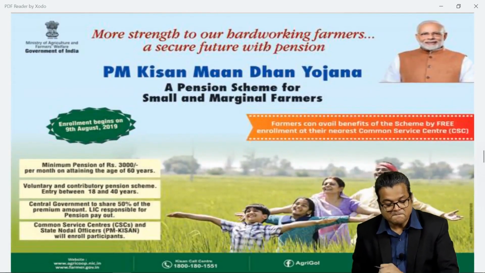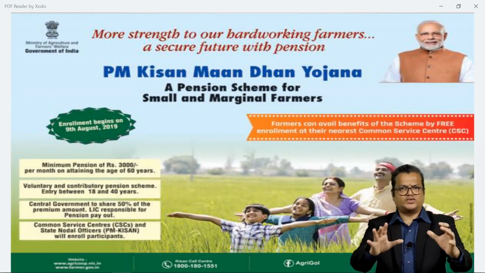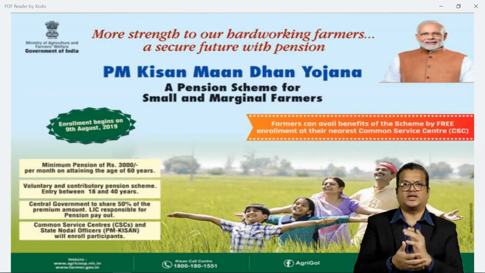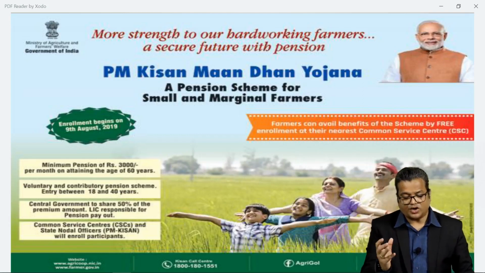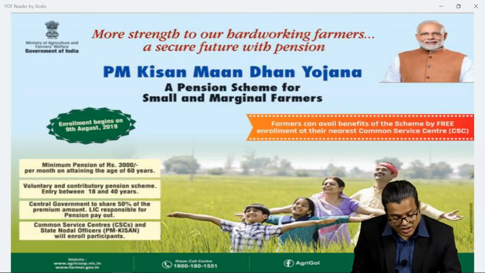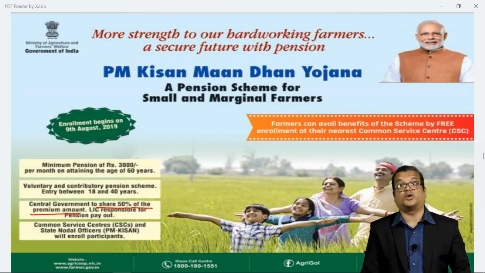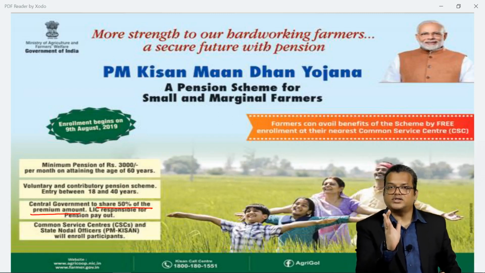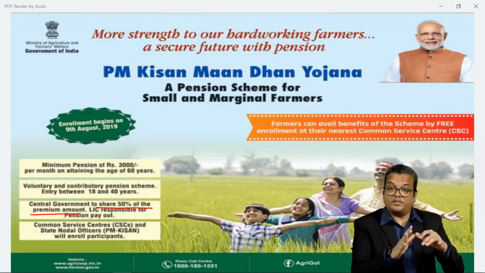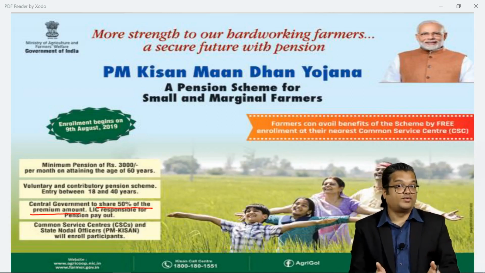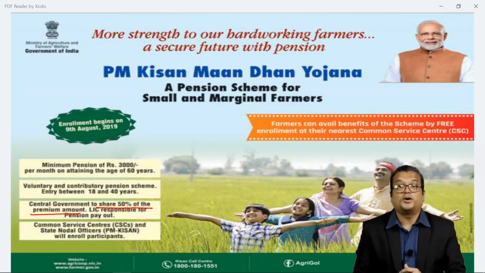See, PM Kisan Maandhan Yojana. All the points will be available over here. Same points you can see. Monthly pension of 3,000 rupees, right? Voluntary contribution. Central government to share 50% of the premium amount. Yes, that's very important. So guys, for whatever is the amount of the premium for the scheme, half would be paid by the farmer and half would be paid by whom? Government. So it's a big benefit to small and marginal farmers.